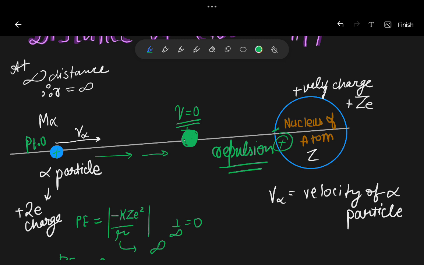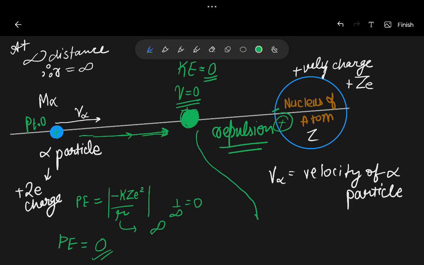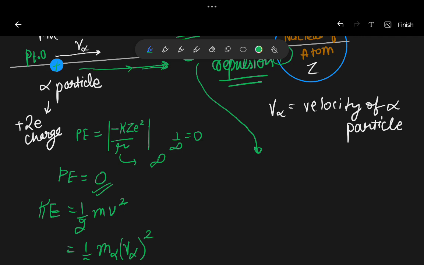You getting me or not? At some position the velocity of this particle will become 0 when it is going near the nucleus. Its velocity will start decreasing, and at a certain point the velocity will become 0. At the same time the kinetic energy will also be equal to 0, because it depends on velocity, and when velocity is 0, you definitely get kinetic energy equal to 0. So now let's try to find the potential energy at this point.